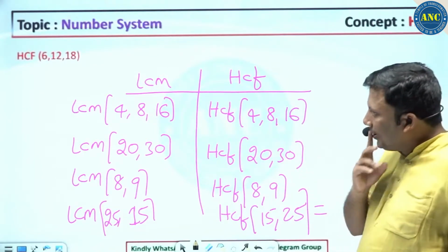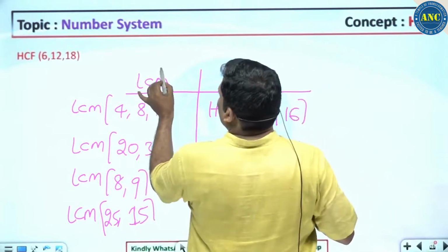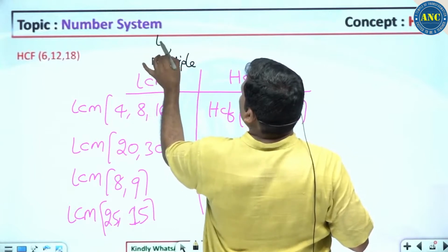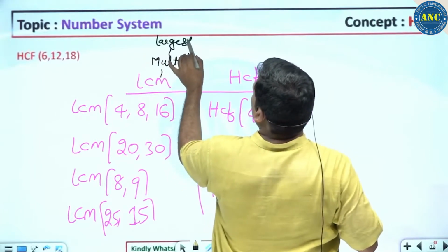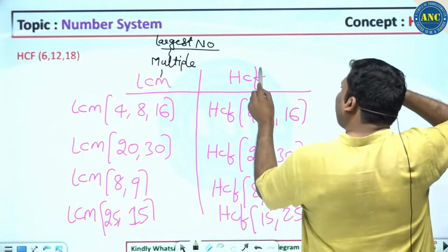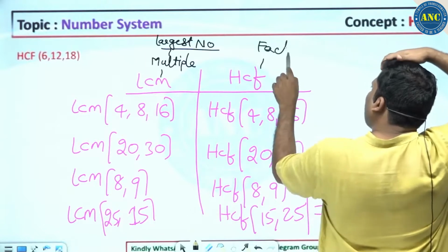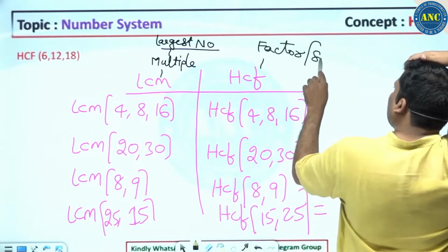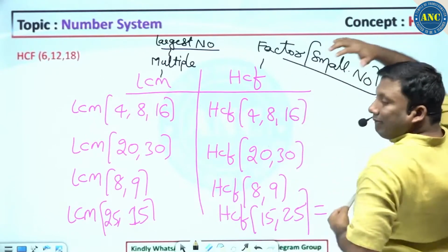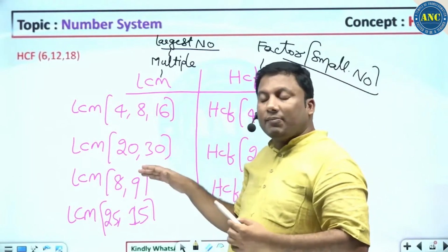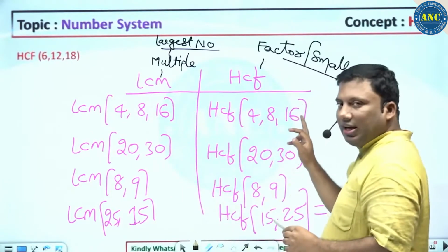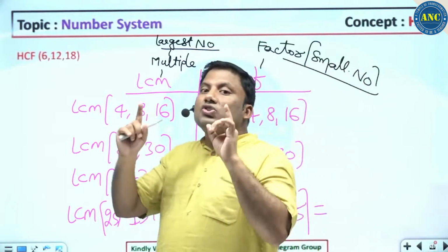Same numerical values. LCM: M stands for multiple here. Multiple means largest number. F stands for factor. That means smallest number. That means in LCM, we have to keep an eye on the largest value. In HCF, we have to keep an eye on the smallest value.